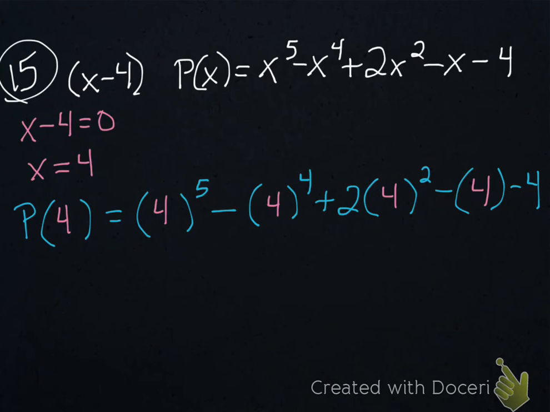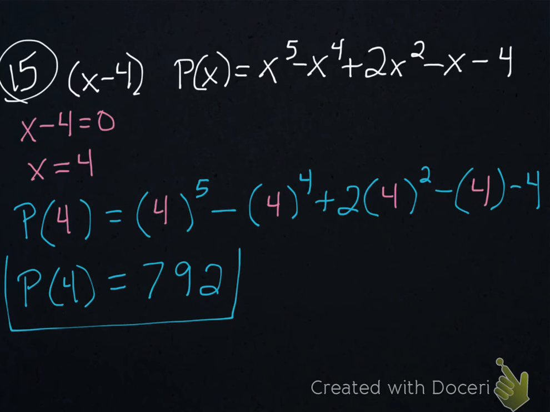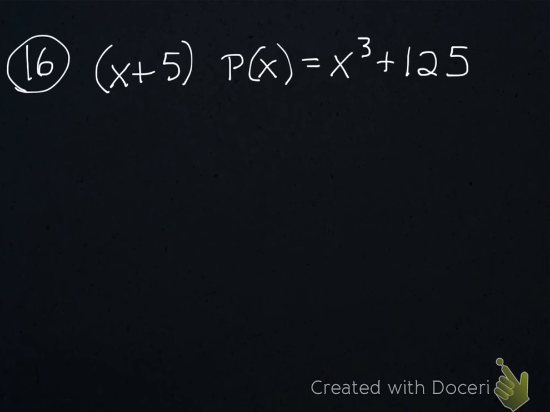This is where it gets crazy fun. 4 to the 5th minus 4 to the 4th minus all this stuff. Plug it in the calculator. The answer is 792. P of 4 is 792. Is that a factor or a root? No, it is not a factor or a root.